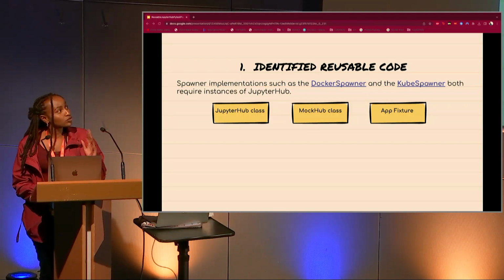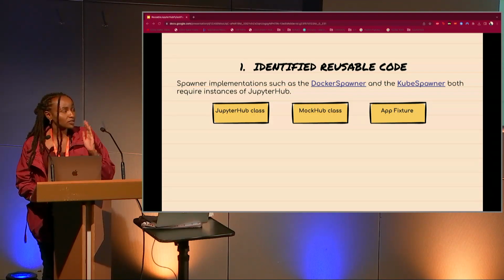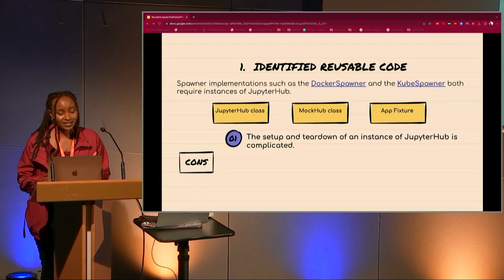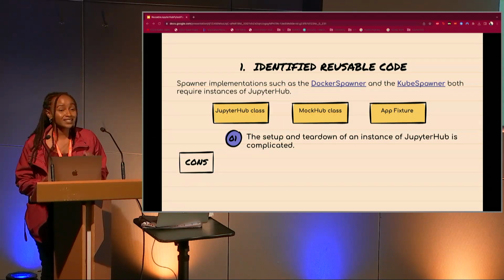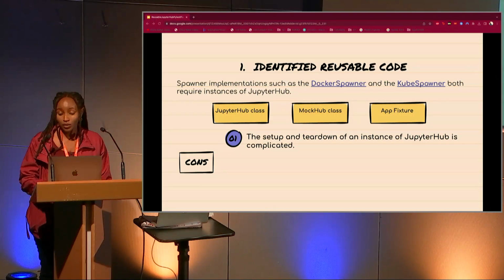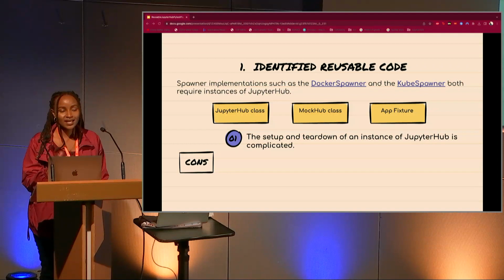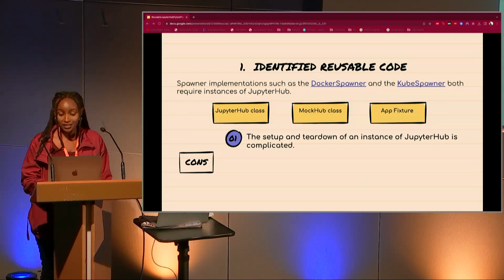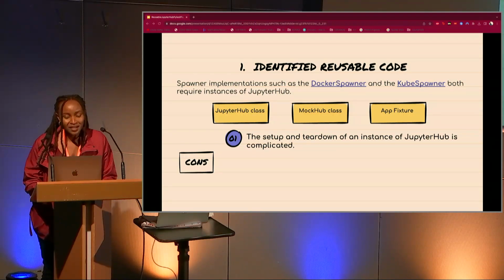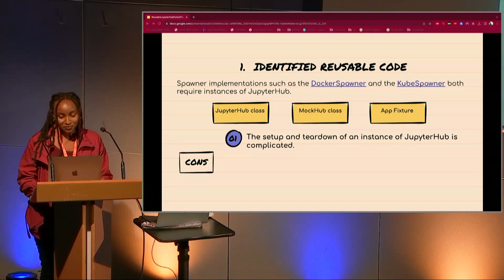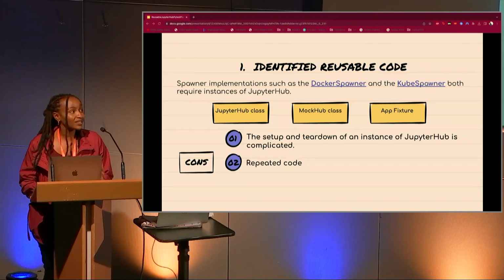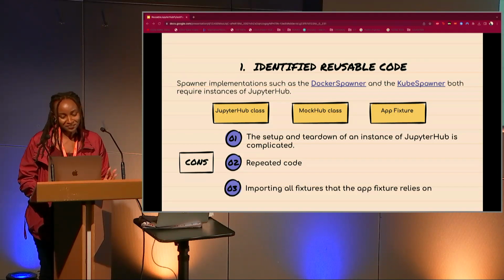If you decide to import the JupyterHub class or the mockup class to provide you with an instance of JupyterHub, you will notice that the setup and teardown of an instance of JupyterHub is quite complicated. There are a lot of functions that you need to call to ensure that your hub is functional and that the cleanup after testing is completely done. And some of these functions are async and therefore need to be awaited. But if you decide to jump that hurdle, you will only end up writing code that's been implemented elsewhere, and therefore you will end up with repeated code.